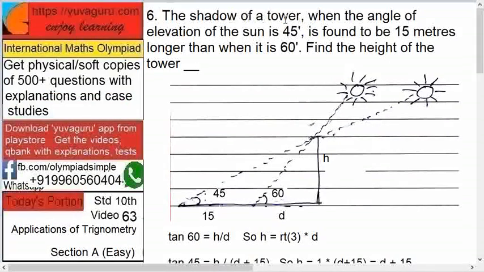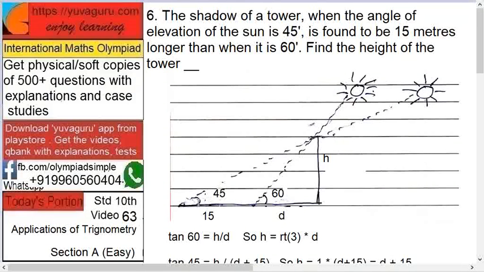Next, the shadow of a tower when the angle of elevation of the sun is 45 degrees is found to be 15 meters longer than when it is 60 degrees. Find the height of the tower. We have solved a similar problem earlier, I think, in our earlier video 62. Check that also. Quite an easy one.